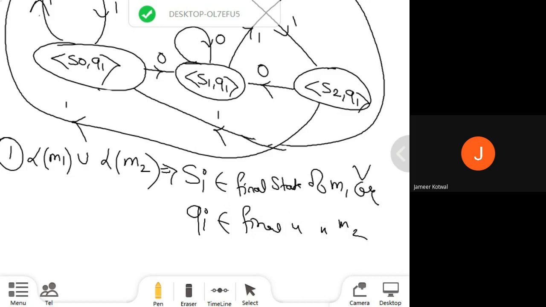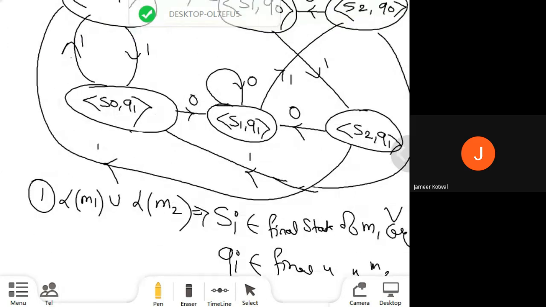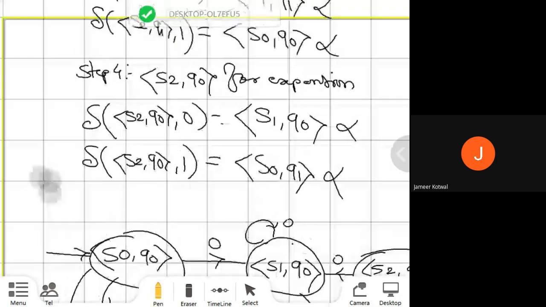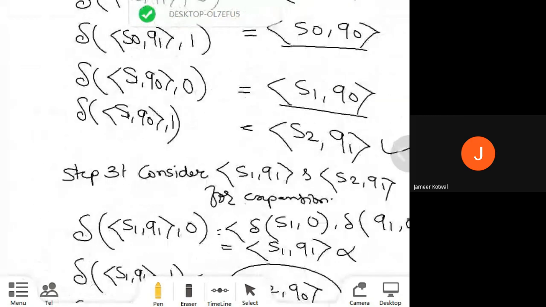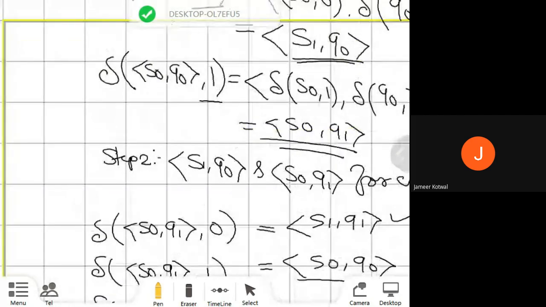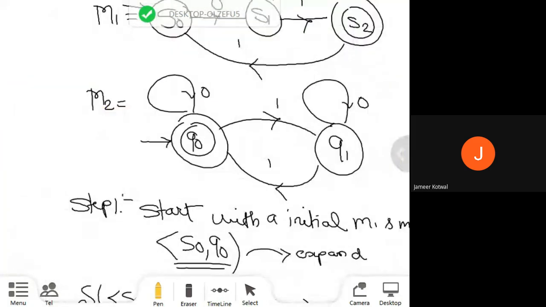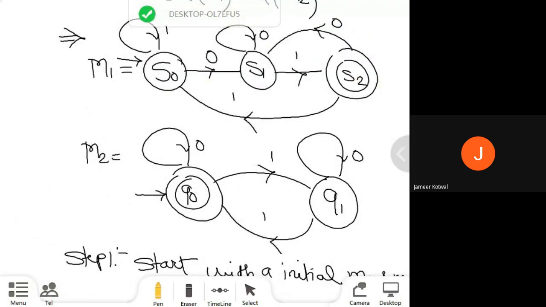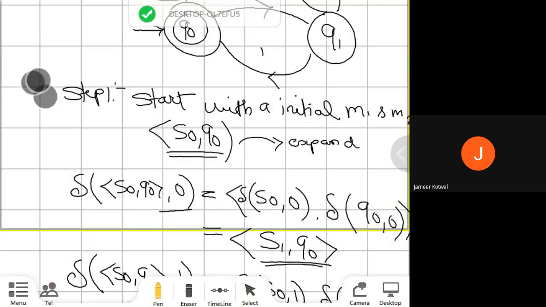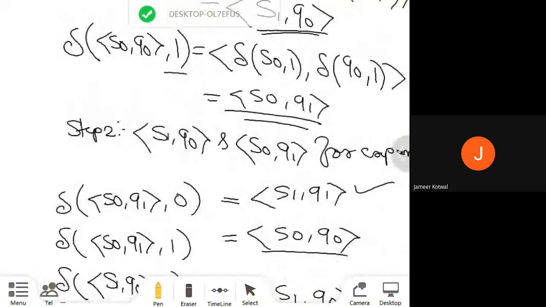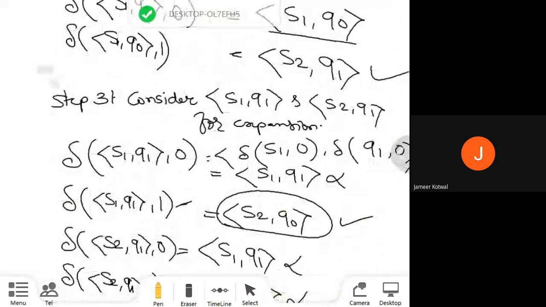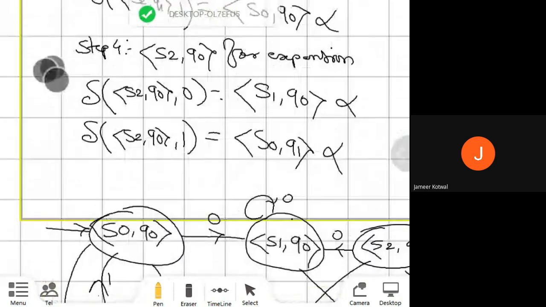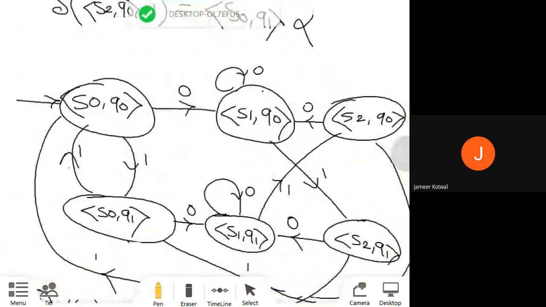So now we have to do the union. In machine 1, let's go to the start. You will notice that the final state in machine 1 is S2. In machine M1 the final state is S2, and in machine M2 the final state is Q0. So now here you are going to form OR.